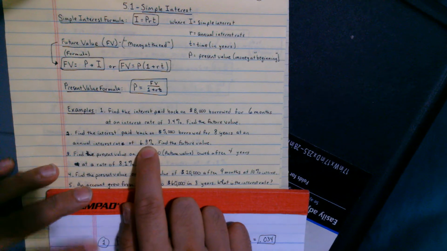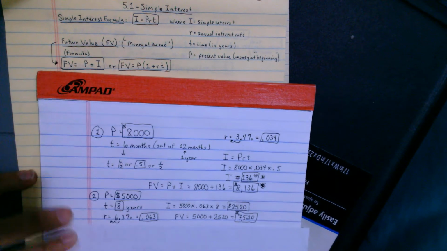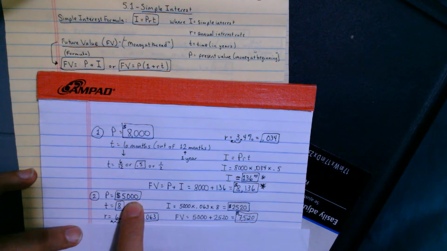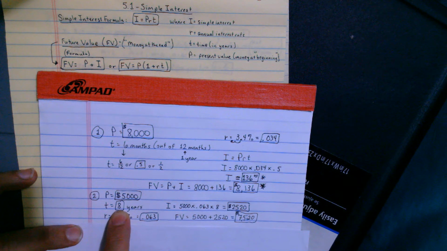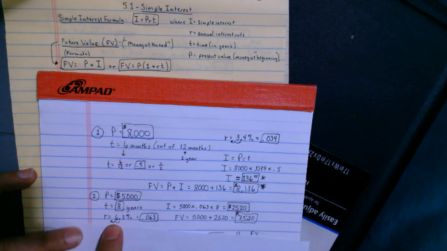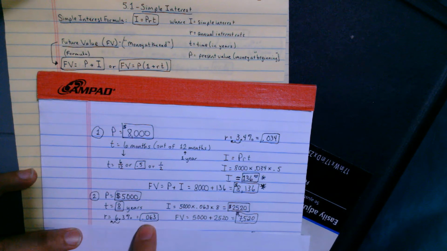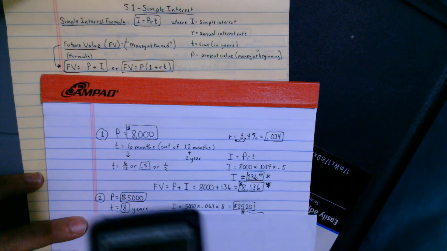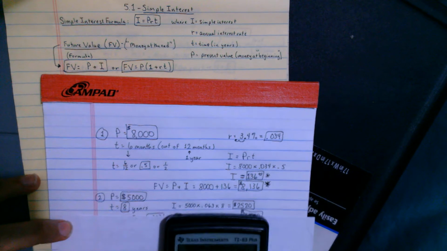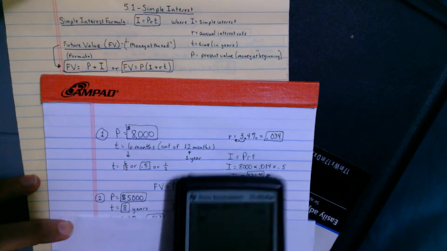And the interest rate is 6.3%. So 5,000, 8 years, not out of 12 months because it's number of years now. You move the decimal on the interest rate 2 places to the left, you get 0.063. You get these 3 values, you get the same formula, P times R times T, you plug it in, and you get 2520.